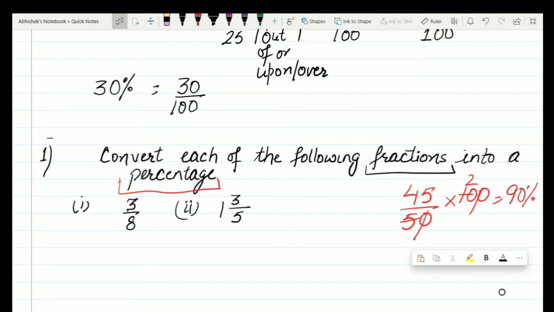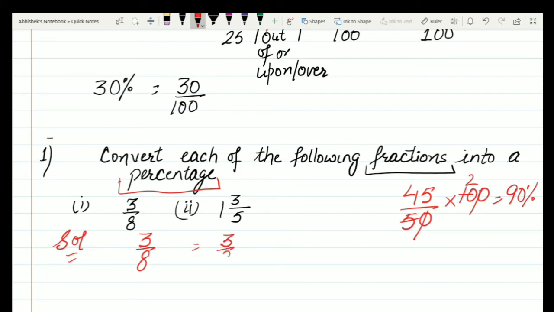In the same way, if we want to convert fractions, ratios, decimals into a percentage, we will multiply the given term by 100 and put the percent sign. Now the first is 3 by 8. If we want to convert this into a percentage, we'll multiply this given term by 100 and put the percent sign.